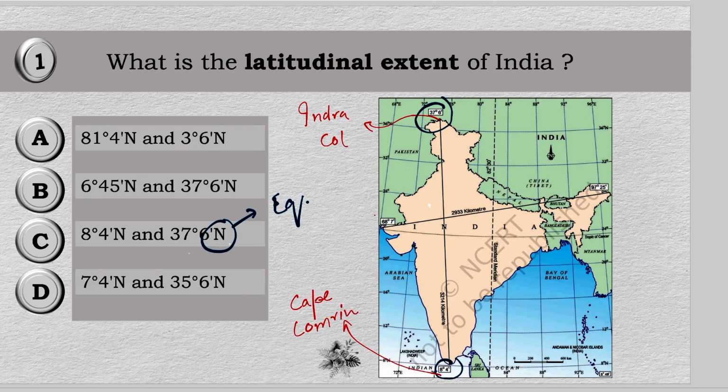Moreover, let us see the longitudinal extent of India. It is from 68 degree 7 minutes east to 97 degrees 25 minutes east. The point at 68 degrees 7 minutes east is Guhar Moti, and at 97 degrees 25 minutes east is Kibithu, which is located in Arunachal Pradesh.